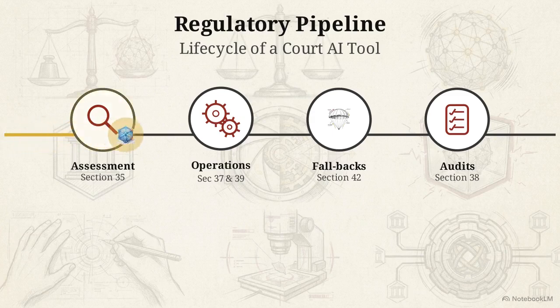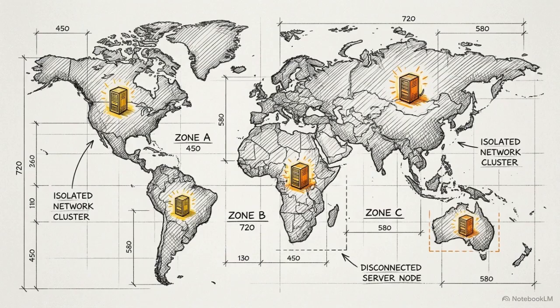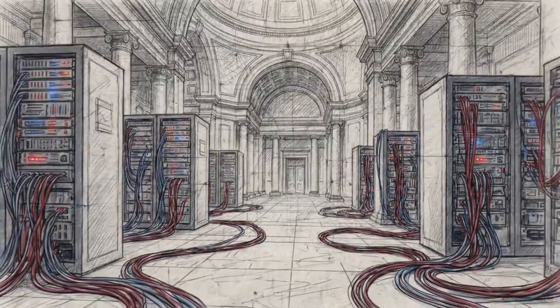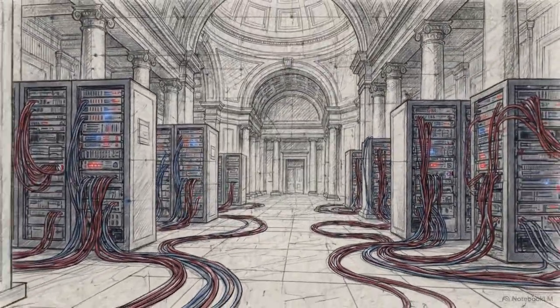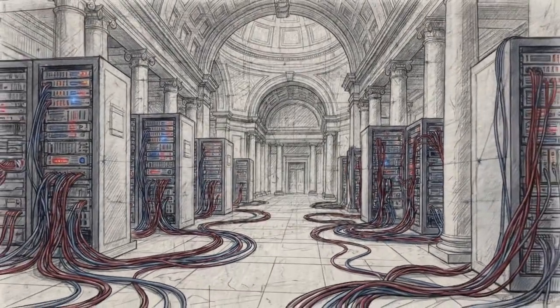These regulations dictate the entire lifecycle of a court AI tool, from its initial technical assessment to daily operations, emergency fallbacks, and eventual audits. While these technical safety nets are rigorous on paper, the framework relies on a decentralized, court-by-court execution model. The safety of judicial AI will ultimately depend on whether this specific architectural system, designed to enforce these rules, is actually viable in practice.